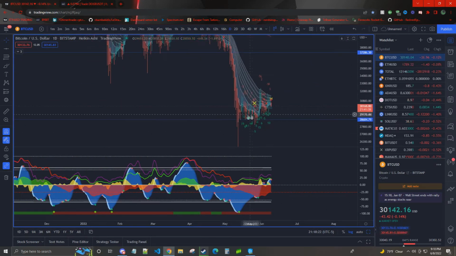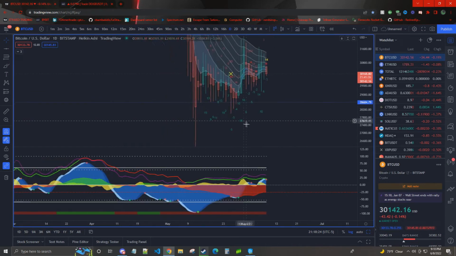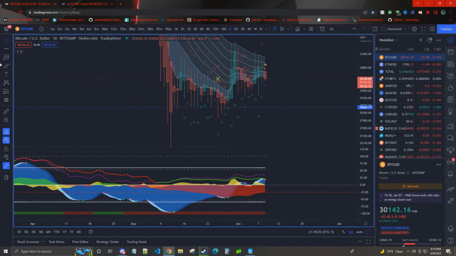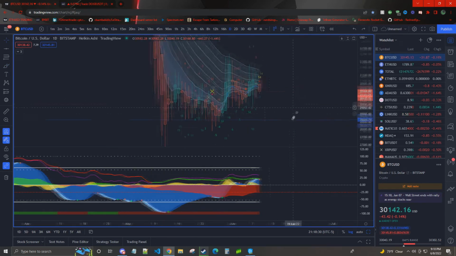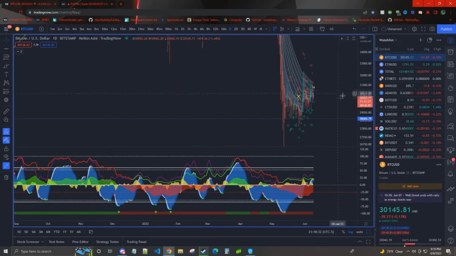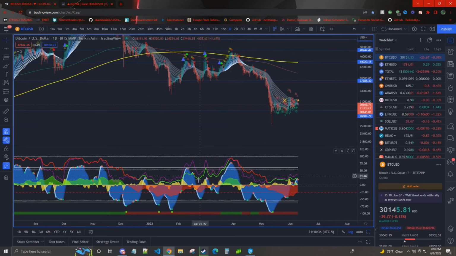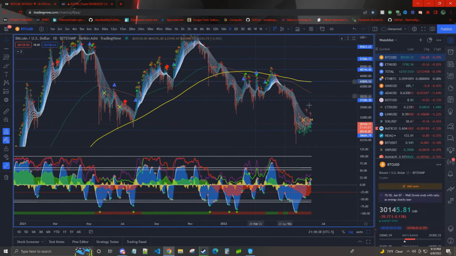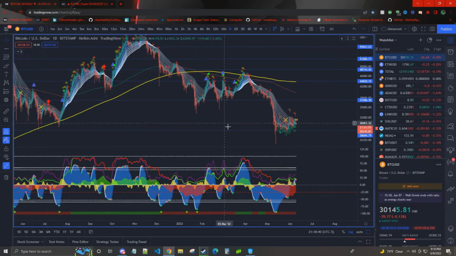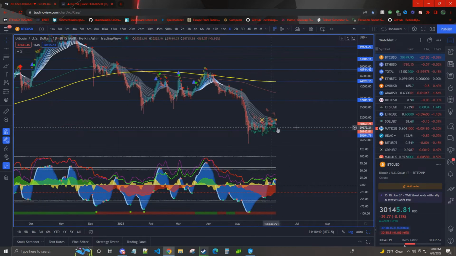We're currently respecting one right now. Look how well respected this level is on a daily chart, daily candles. Look how well it's respecting that level, right? And then obviously you use market cipher indicators to determine whether or not we are going to lose that level as support or gain it as support or gain it as resistance, right?